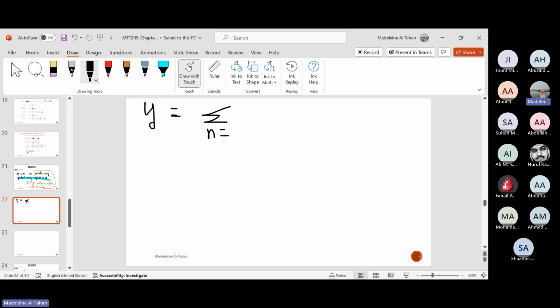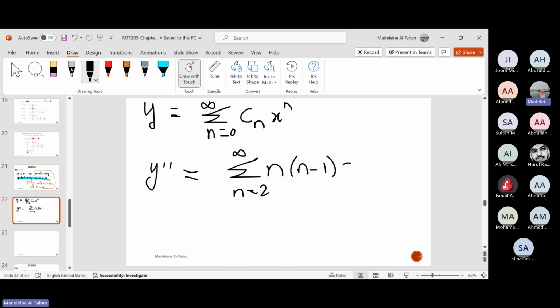Y is summation n equals 0 to infinity Cn xⁿ. Now, no need to find here y double prime if you already memorized them. Y prime is not there, so we just need y double prime. And we start from 2 to infinity n into n minus 1 Cn xⁿ⁻². Right, miss?